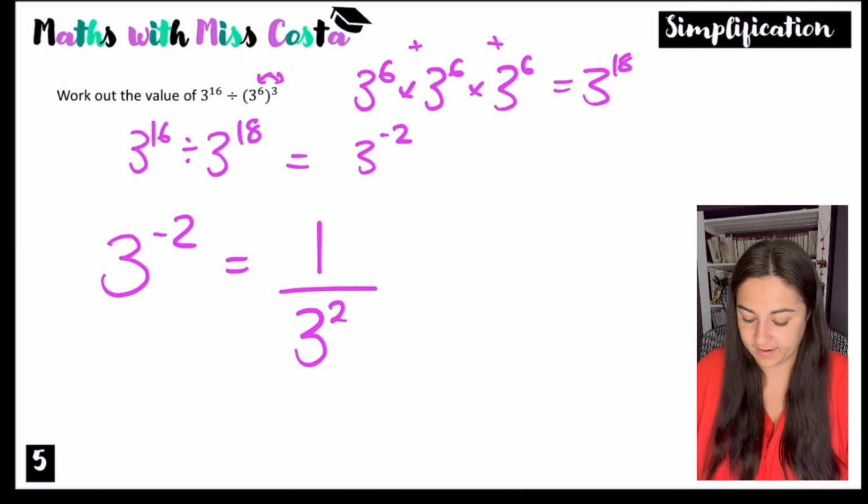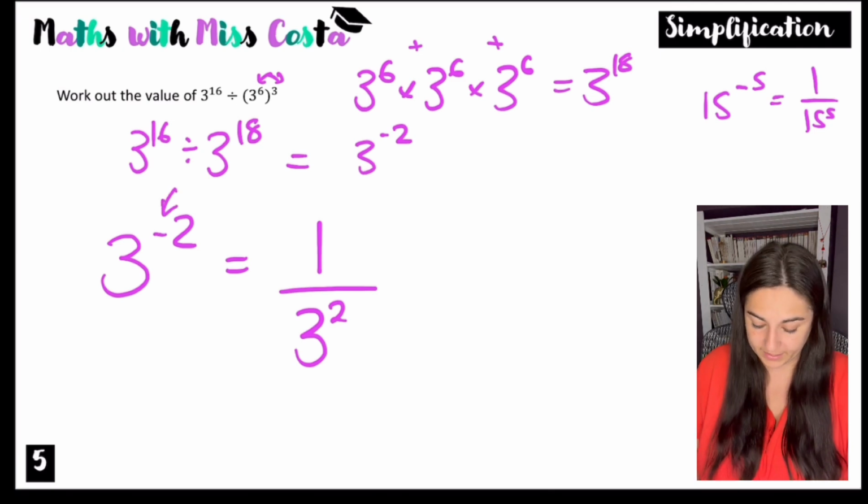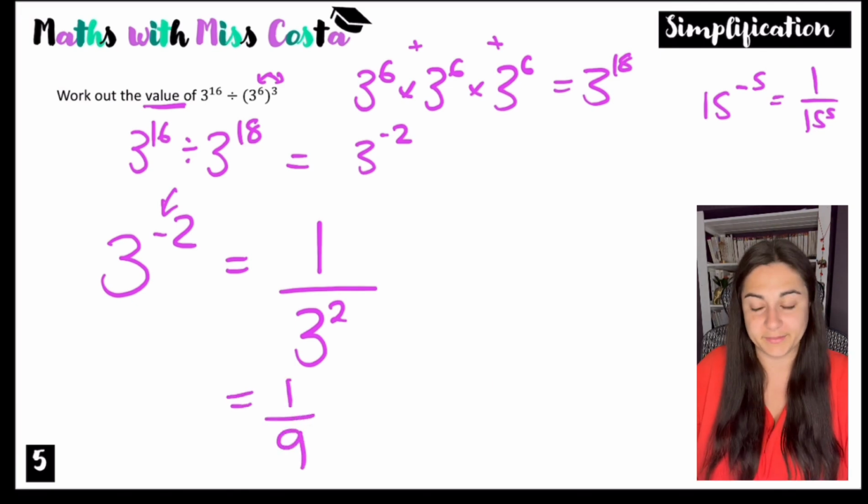If it was, let's say, I don't know, 15 to the power of minus 5, you'd write it as 1 over 15 to the power of 5. Okay, so a negative indicates that it's 1 over itself. And I'm being asked to work out the value, so I have to actually work this out. What is 3 squared? 9. So that would give me 1 over 9.